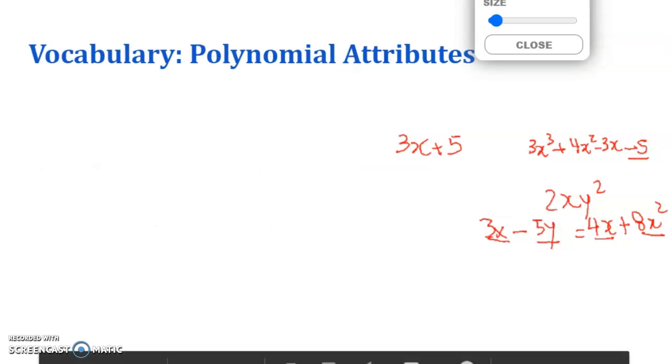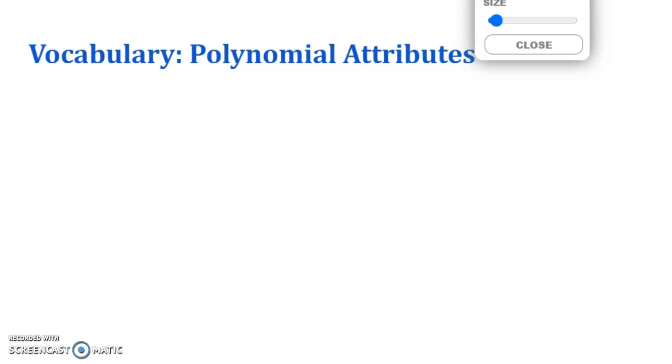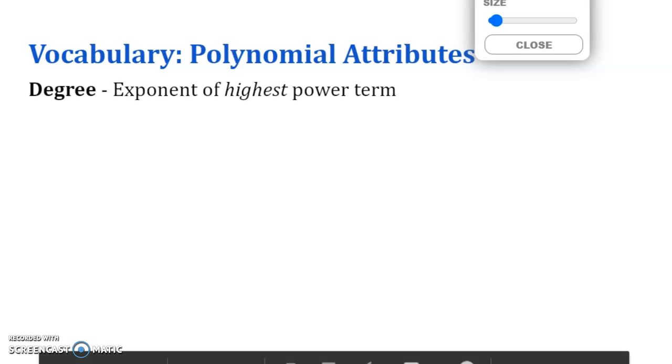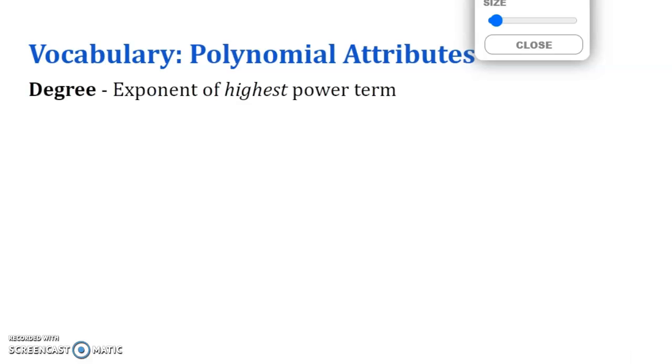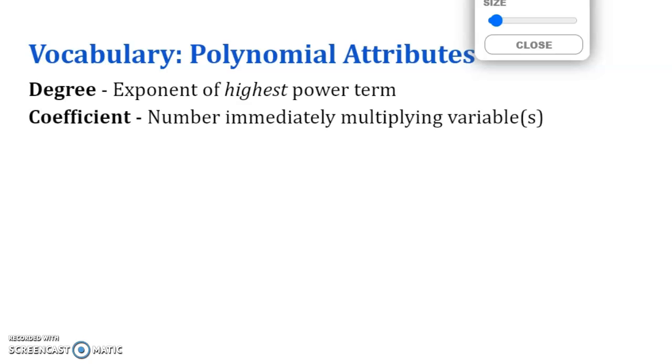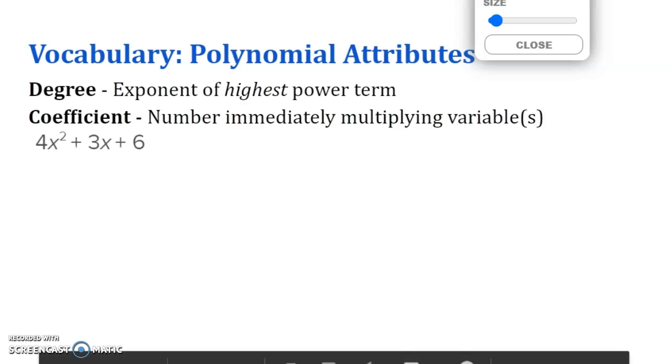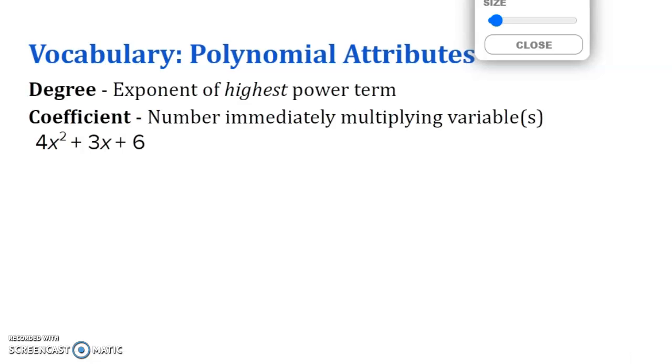Okay. Now let's talk about polynomial attributes. A polynomial can be described in terms of its degree. It's the exponent of the highest power term, whereas the coefficient is the number immediately multiplying the variables. So if you have 4x squared plus 3x plus 6, degree is talking about the exponent of the highest power term. Which is the highest power term? This is x to the power of 2.